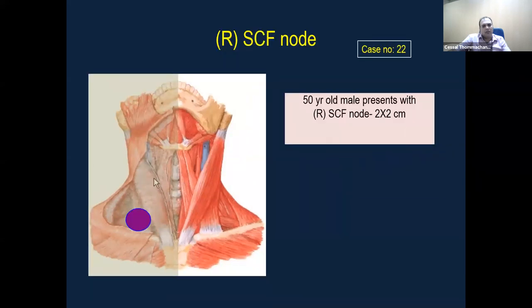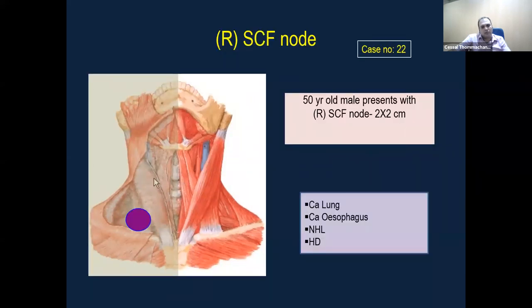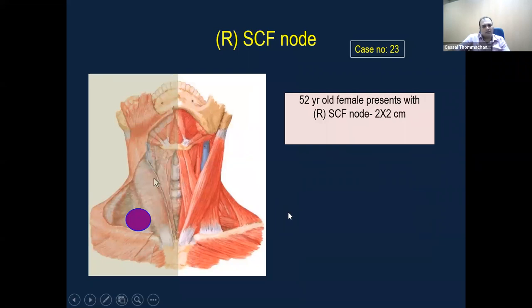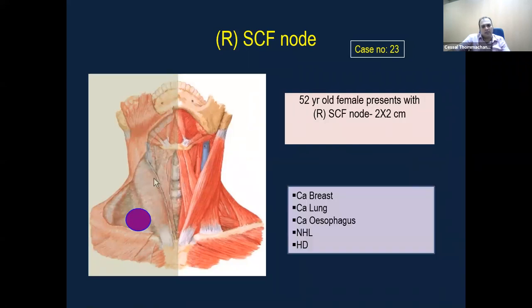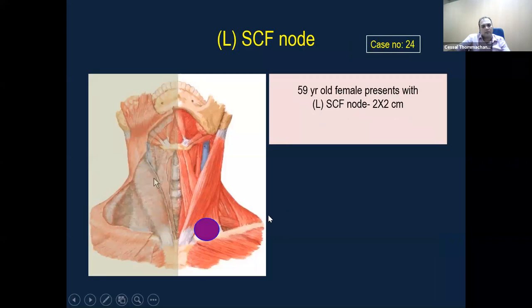A 50-year-old male presents with a right SCF node: CA lung, CA esophagus. Also, you should think about lymphomas. You should not forget about lymphomas. In this way, a 62-year-old female with a right SCF node, we discussed already. She has breast, she has lung, she has esophagus, non-Hodgkin's lymphoma, Hodgkin's disease.